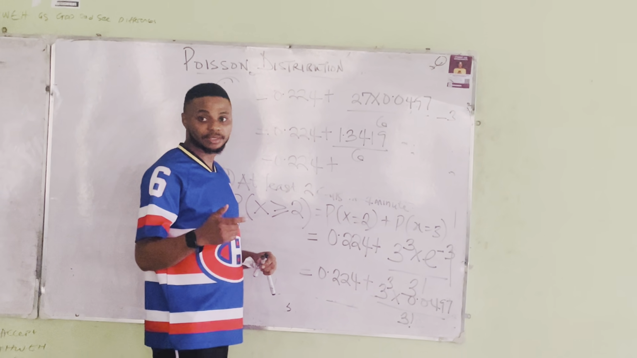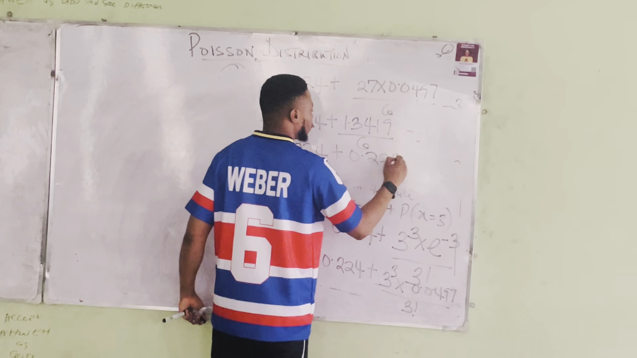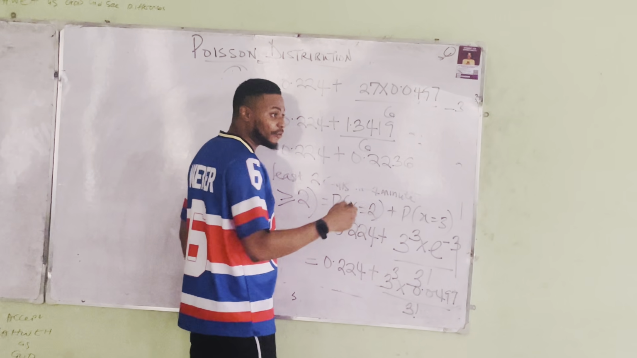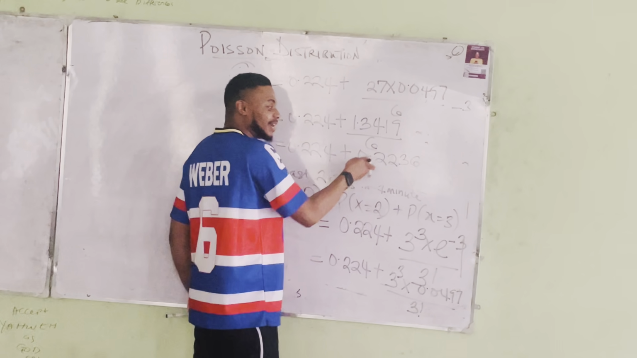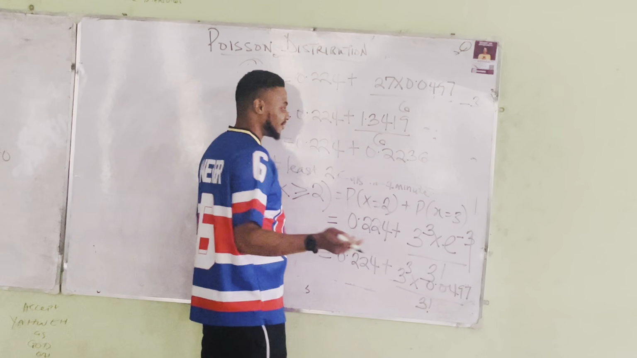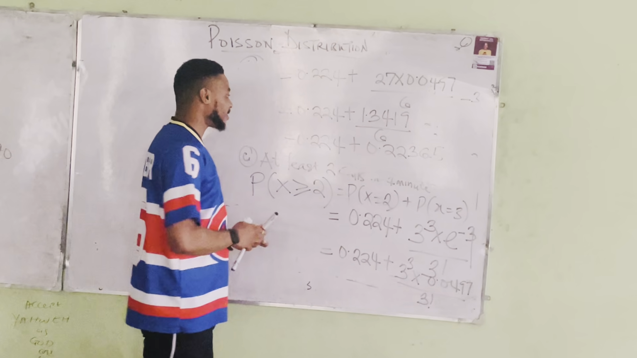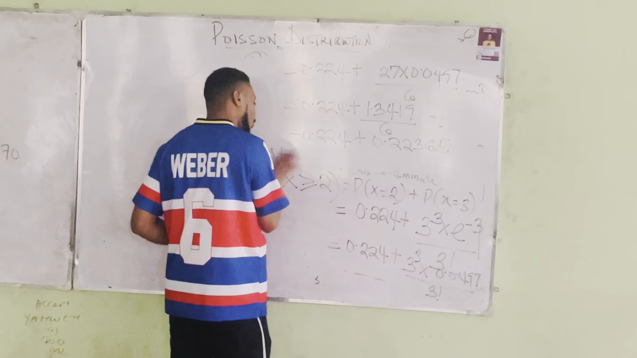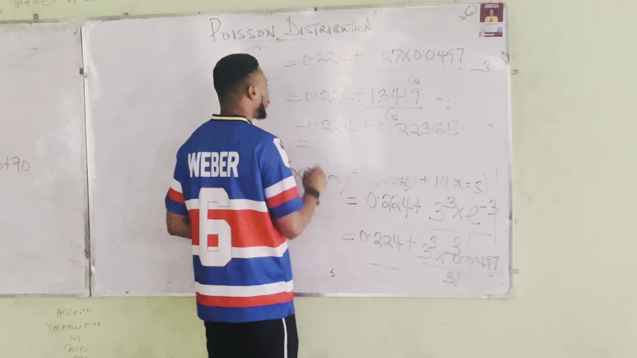0.22 what? I've been telling you guys, be careful of approximation. I don't know why you'll be saying 0.2236 and then telling me 0.223. It is 0.22365. Please be very conscious of approximation. It can change your answer entirely.